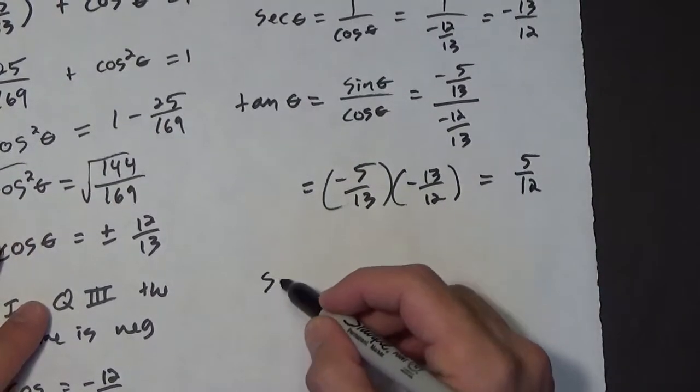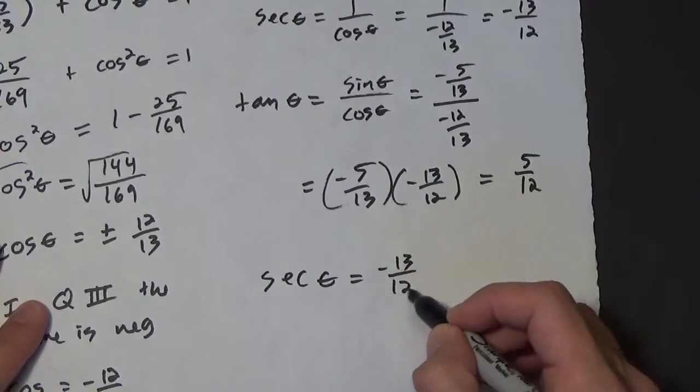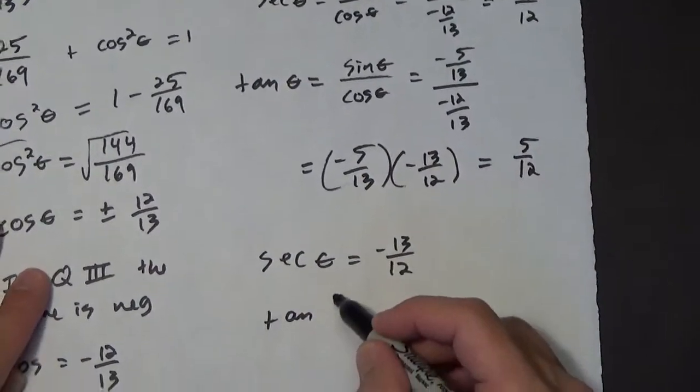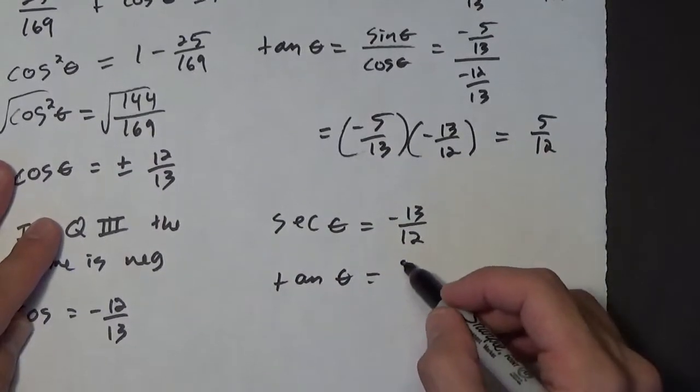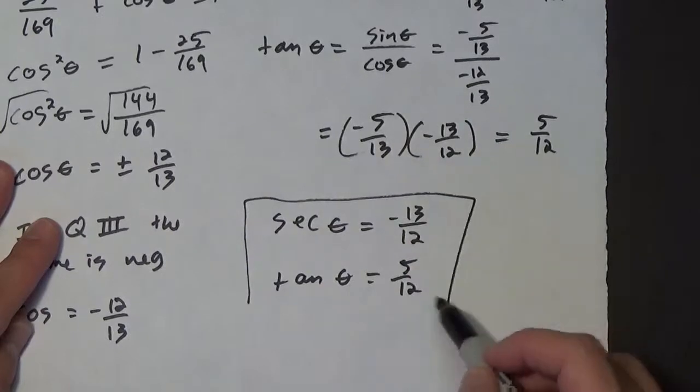And so we can finally answer: the secant of theta is negative 13 over 12, and the tangent of theta is 5 over 12. Put a nice little box around that.